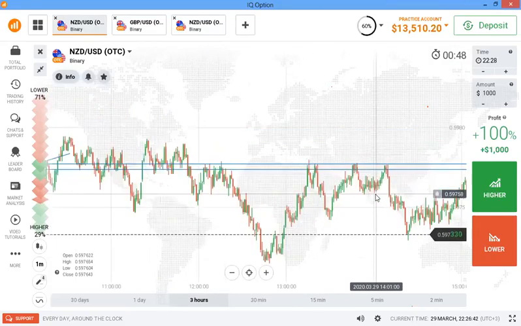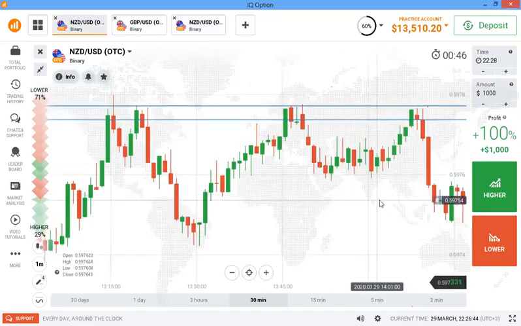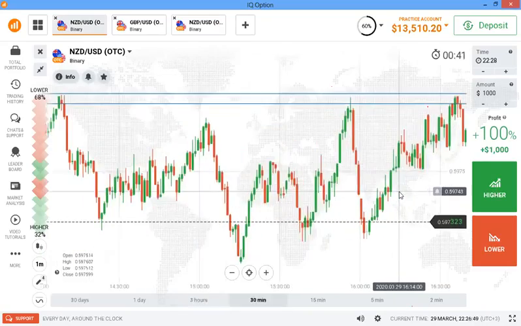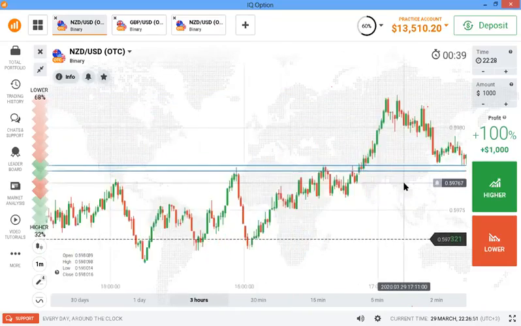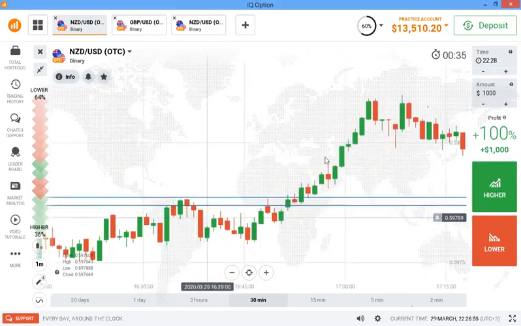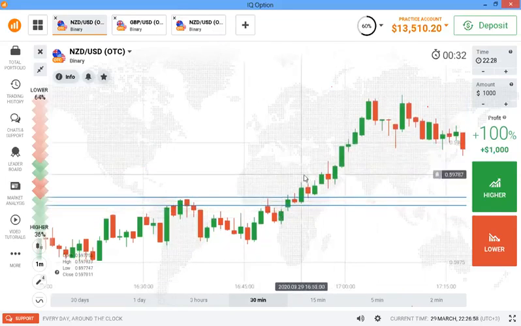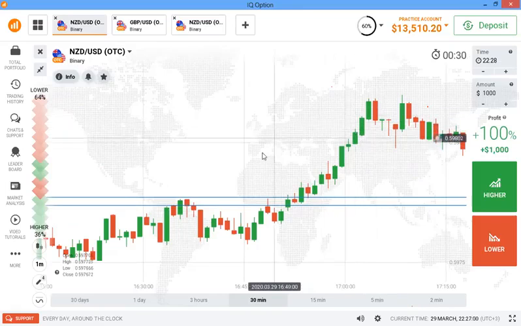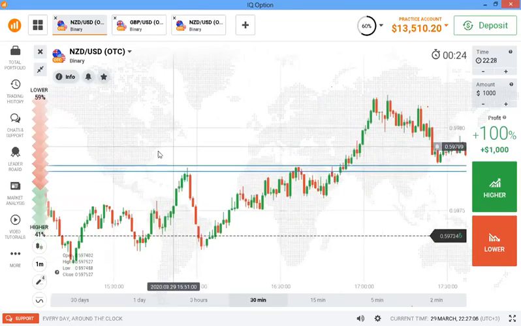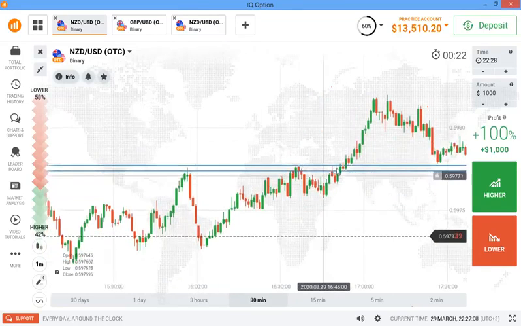So when you do this, when you observe it, and when you practice it, you can see that your win ratio will be high when you are placing your trade. Always observe the market direction, the momentum, and the rejection area, the buyers and sellers area. It is very important to identify these areas on the chart.